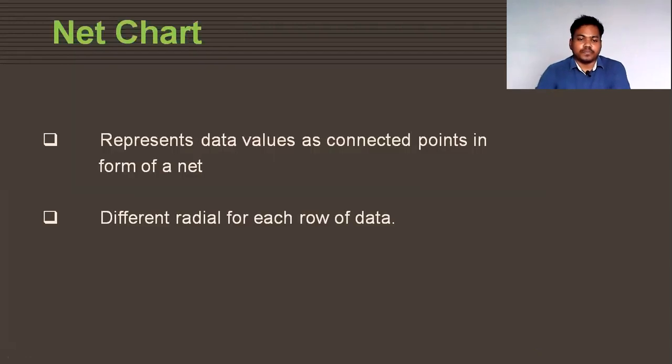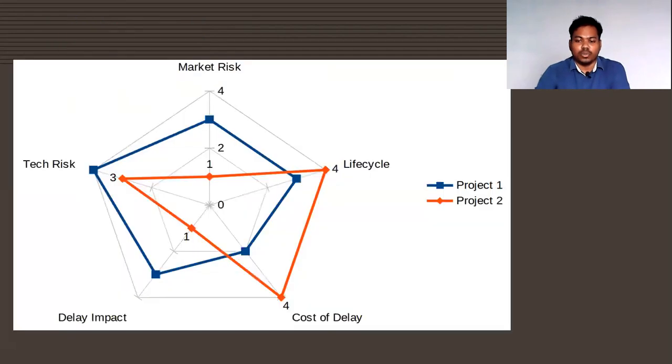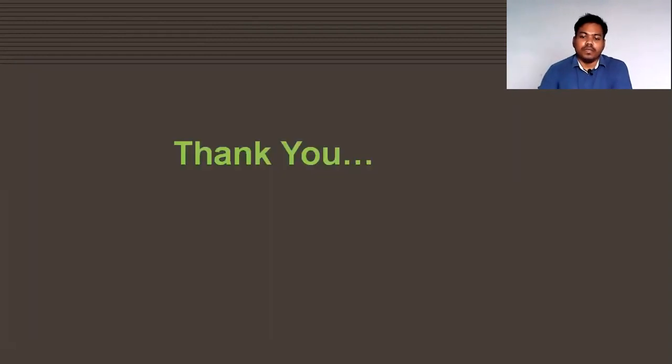Now next is the net chart. A net chart represents data values as connected points in the form of a net. It looks like a net, right? When we put the values, it looks like a net, with a different radial for each row of data. Okay, see how it looks. Market risk, tech risk, delay, impact. So on the basis of different criteria, we can choose the values and make the net chart. All these things are there in this chart.